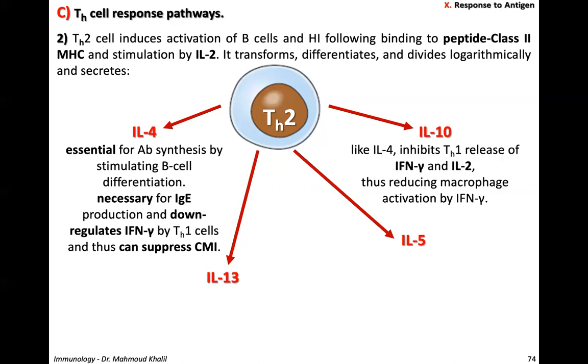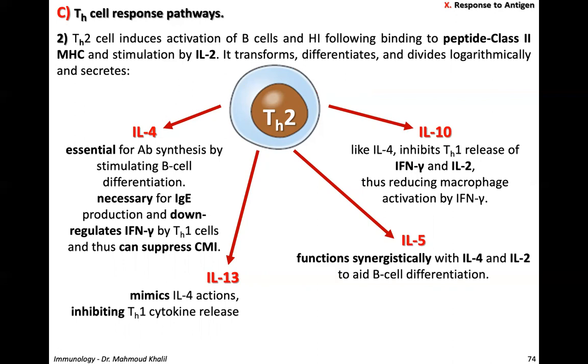For the interleukin 10, like interleukin 4, it inhibits T helper 1 release of interferon gamma and the interleukin 2, thus reducing the activation of macrophage by interferon gamma. For interleukin 13, it mimics interleukin 4. So you can see all of these cytokines, actually, their function circulate around the function of interleukin 4. So it mimics the interleukin 4 action. So basically, it inhibits the T helper 1 cytokine release. So you can understand that T helper 2, it's kind of antagonizing the effect of T helper 1.